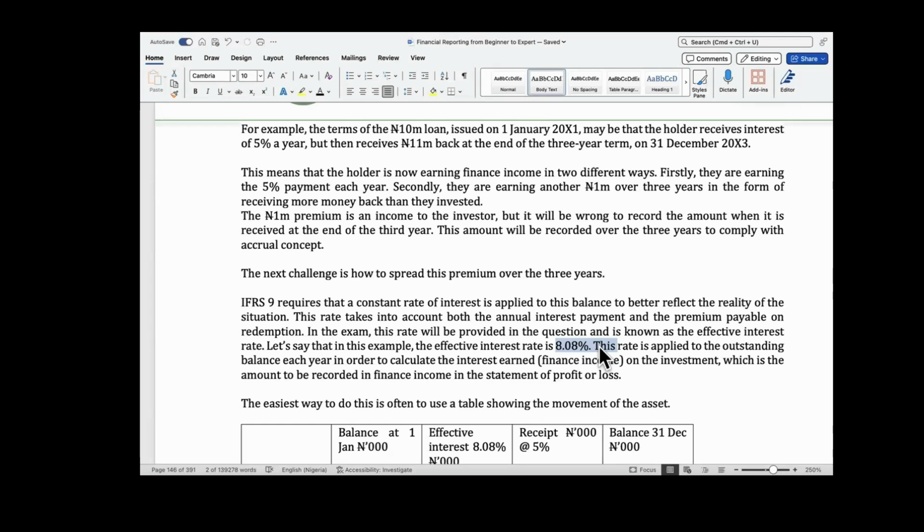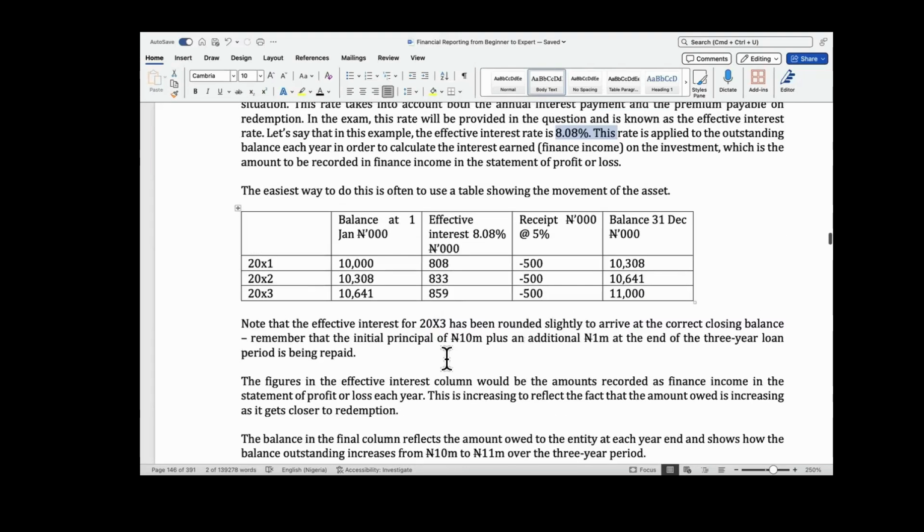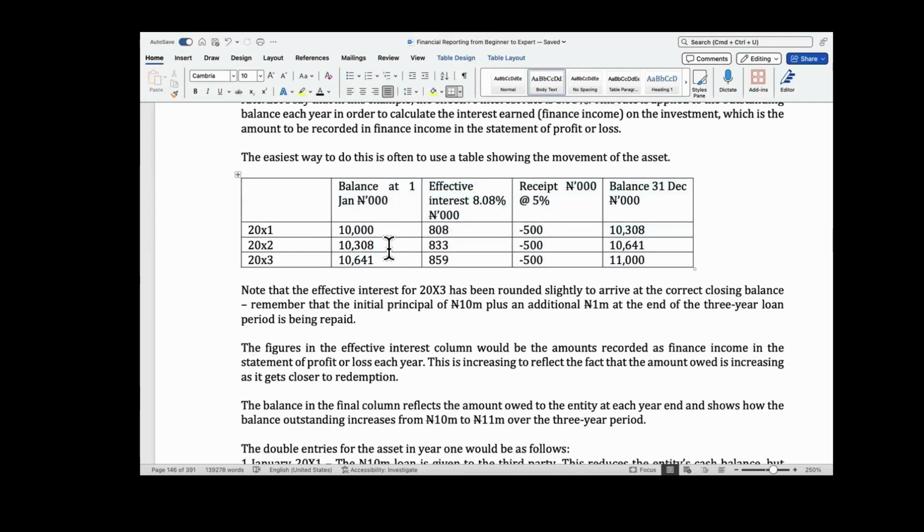So when you have a question in the exam where they give you both nominal interest rates and effective interest rates, then for you to determine the interest that goes to P&L, you need an amortization schedule like this. Very easy. Anytime you have both effective and nominal, you will always have to do this.